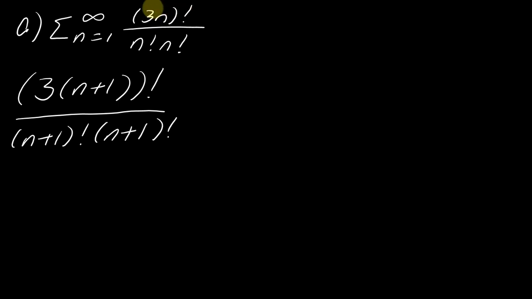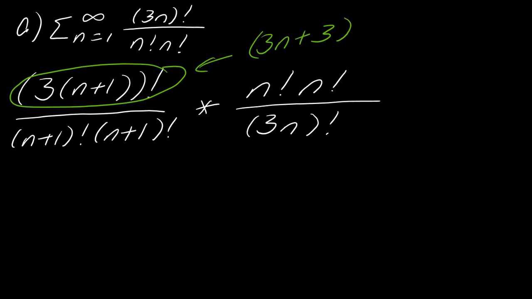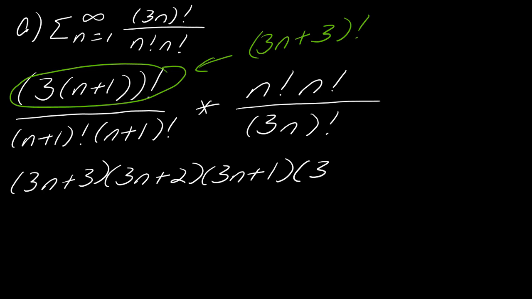Now I know that I want to divide this by this term, but dividing is equivalent to multiplying by the reciprocal, so I'm just going to go ahead and multiply by the reciprocal. And now we get to do some fun things with factorials. We have to expand this out a little bit more. Specifically, this part here turns into 3n plus 3 factorial. So this is what I need to recognize so that I can expand this. I'm going to write out the first few terms: 3n plus 3, 3n plus 2, 3n plus 1, and then 3n factorial. So that will just continue on from that point.